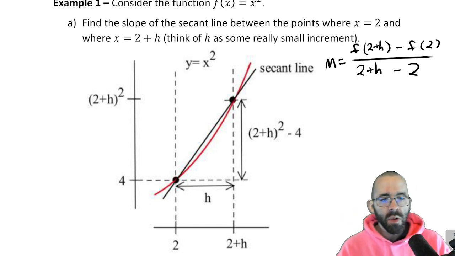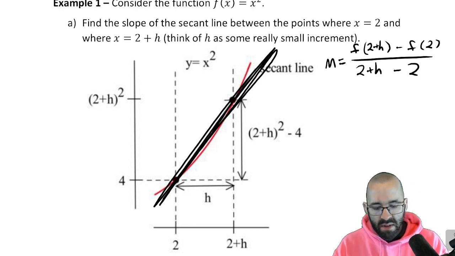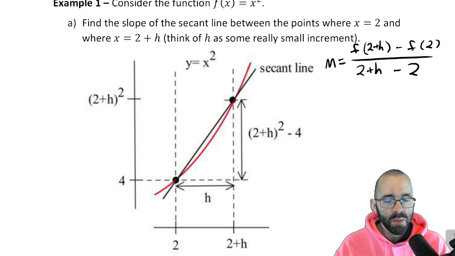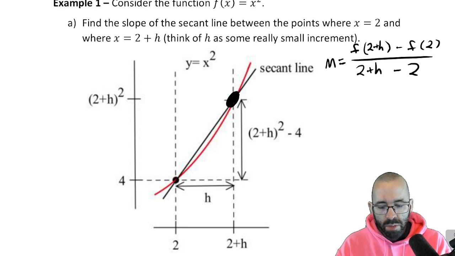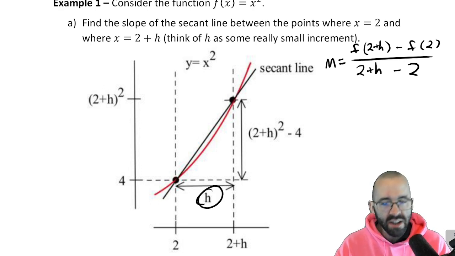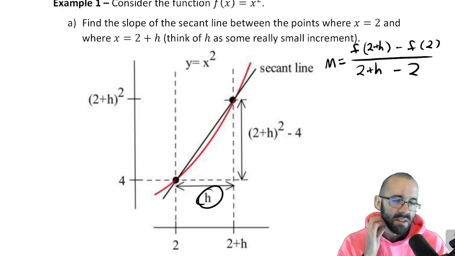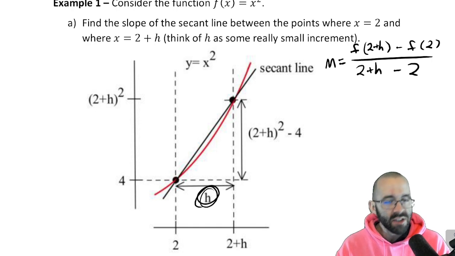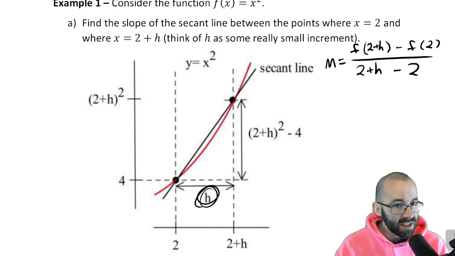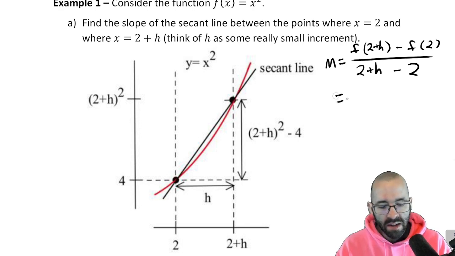And we can see that another way with the graph. We're looking at this secant line between those 2 points. Here is x equals 2, and here is x equals 2 plus some small number h. So h is just the horizontal distance between those 2 points. Notice that if h gets really, really small, the secant line will get really close to a tangent line. So now we just plug things in.